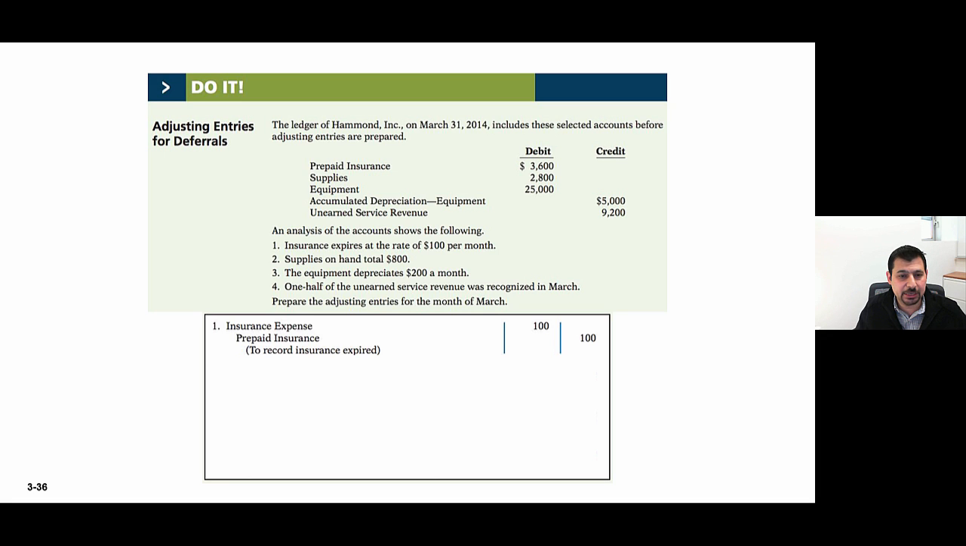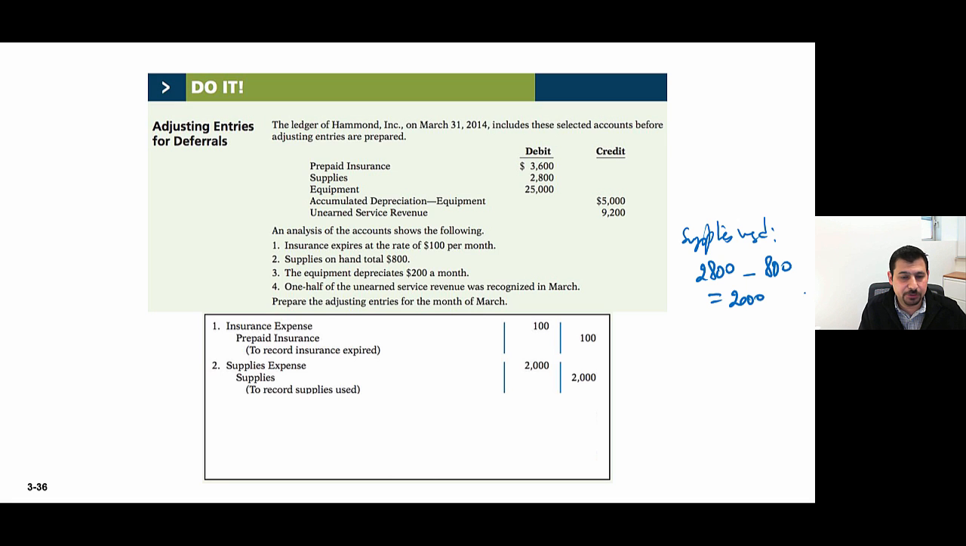Supplies on hand total 800. So that means that supplies used is equal to 2,800, that was the beginning balance, minus 800, and that would be $2,000. So the supplies that were used during this month were equal to $2,000. That would mean that we debit supplies expense $2,000 and we credit supplies because our supplies have decreased, so we credit supplies by 2,000. The explanation would be to record supplies that were used.